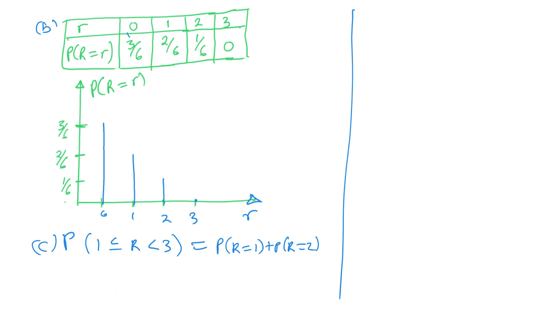Okay, so what are the probabilities? P of 1 less or equal to R less than 3 will be equal to, for R equal to 1, we have 2 over 6, and for R equal to 2, we have 1 out of 6. So 3 out of 6, the same thing as a half. And we have solved the problem.